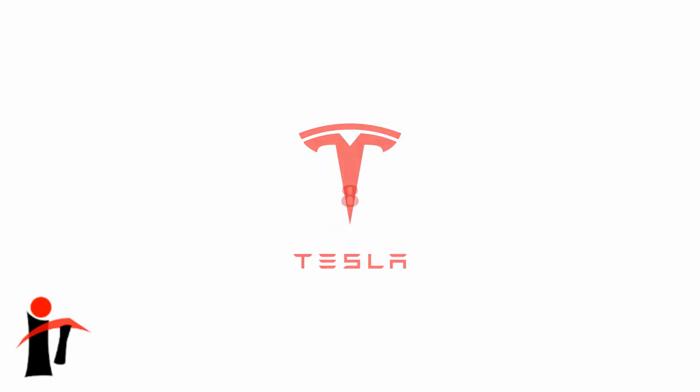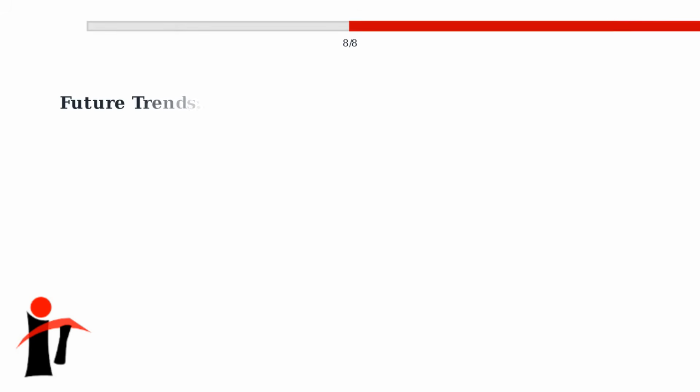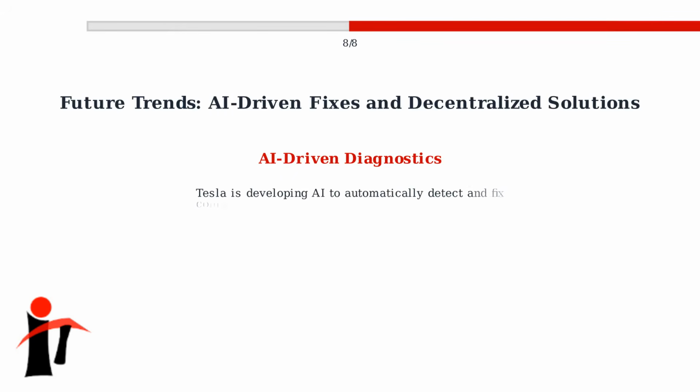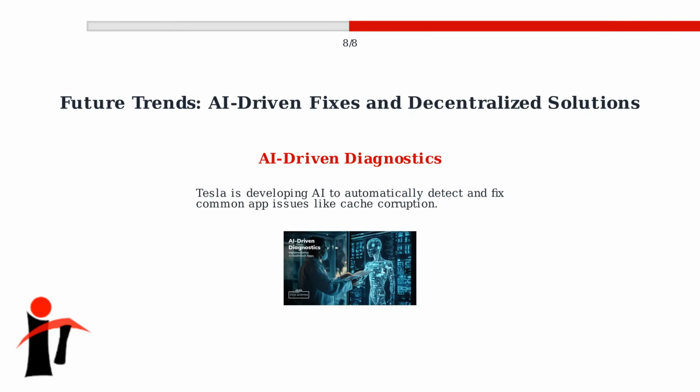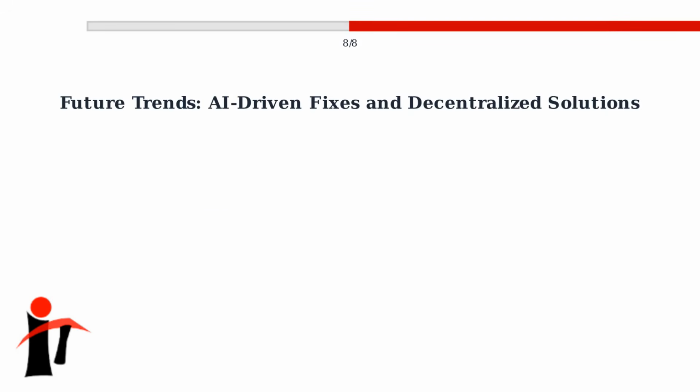As Tesla continues to innovate, future developments promise to address app errors through advanced technology. One promising trend is AI-driven diagnostics within the Tesla app. By 2026, machine learning could automatically identify and resolve cache corruption, authentication failures, and other common issues without user intervention.